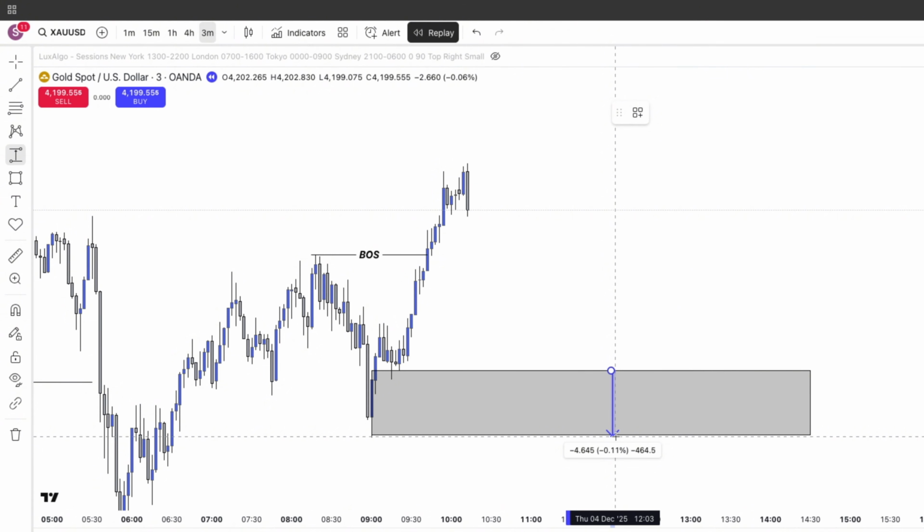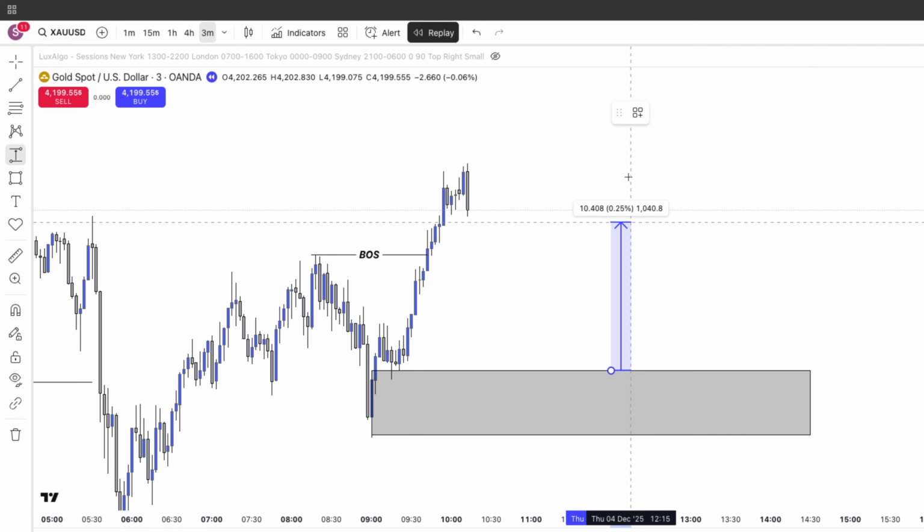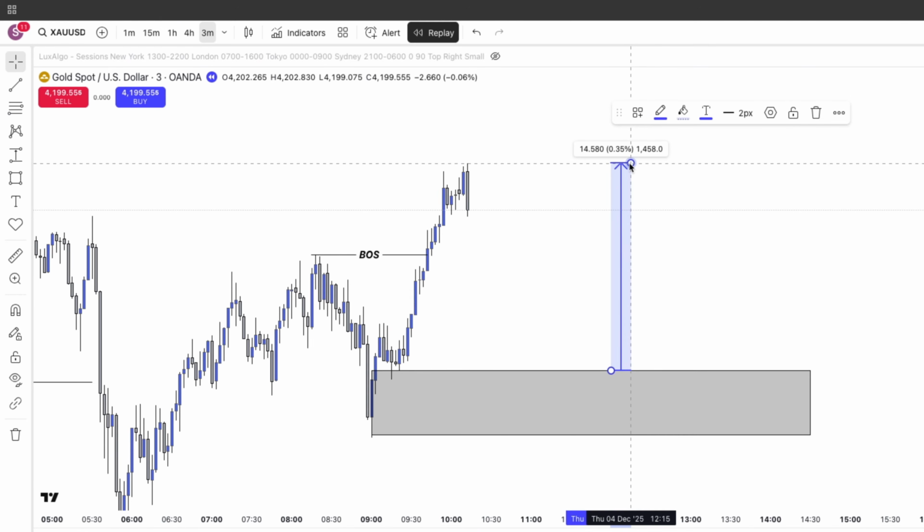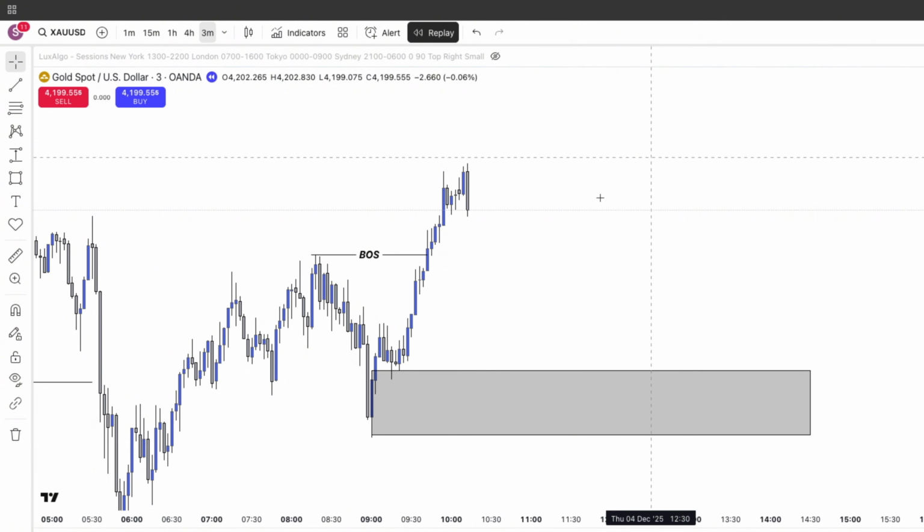Now, what else do we see? If we are taking a trade from this zone, we are looking at the recent high, which is above here. What do you see? 145 pips. Imagine taking a trade like that in a day, just one trade like that. That's why I tell you guys to come and join classes and learn.